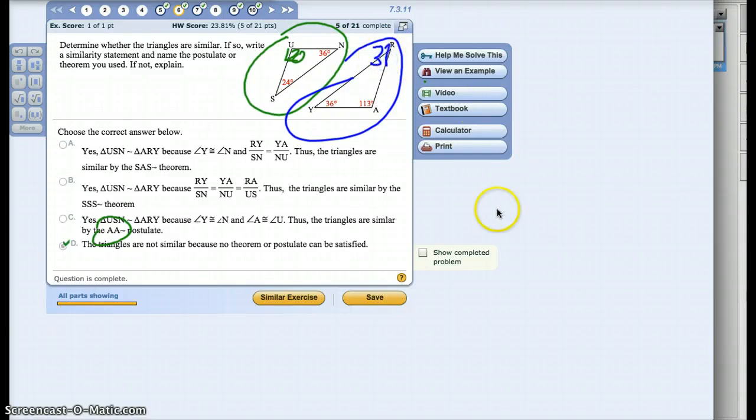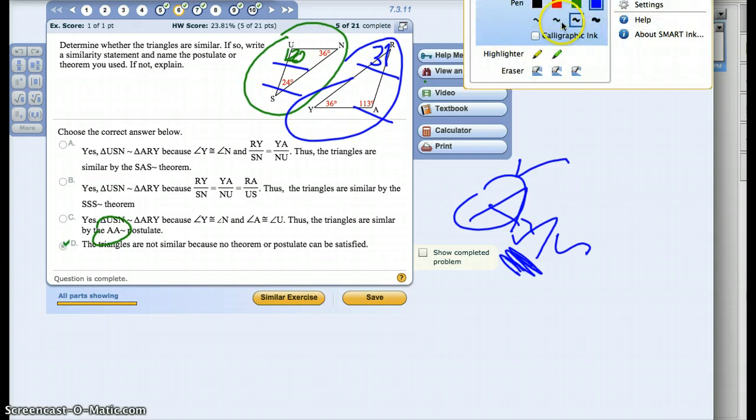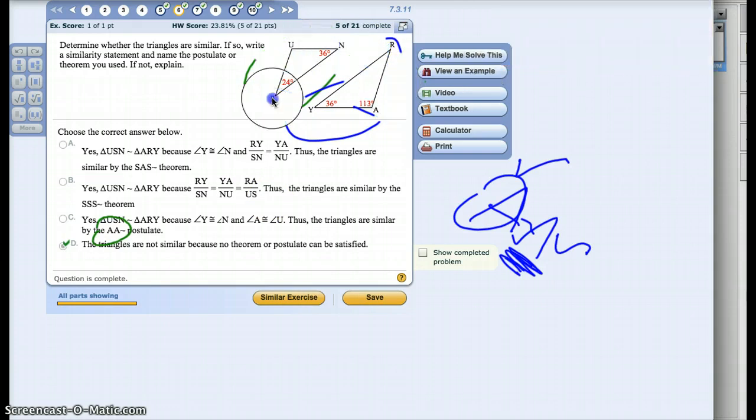So in regards to angle-angle similarity, these two triangles have one pair of angles congruent, but they lack the second pair because the 120 doesn't match the 113 and the 24 does not match the 31, which is why the answer is D, that it's none. These two are not actually similar.